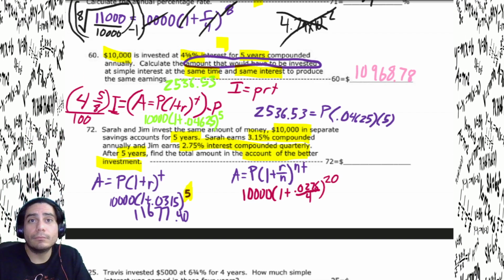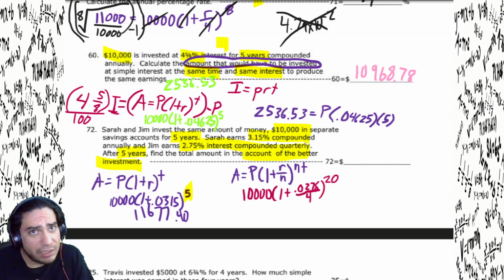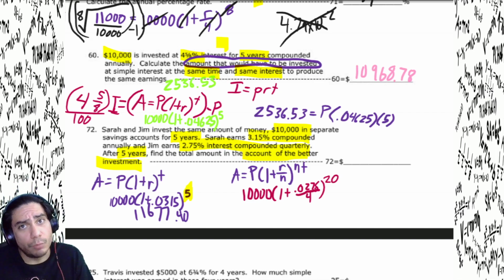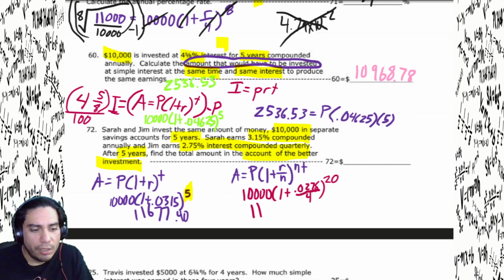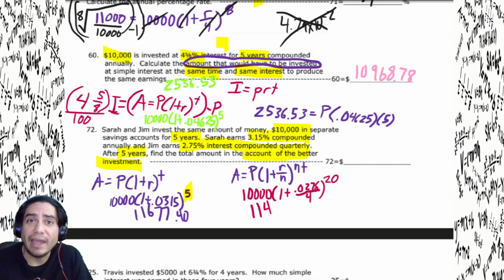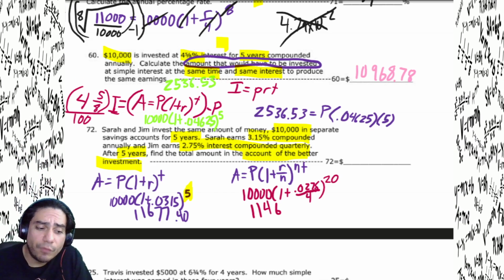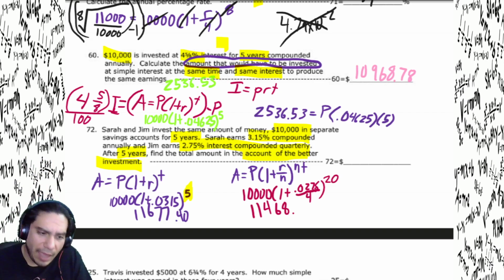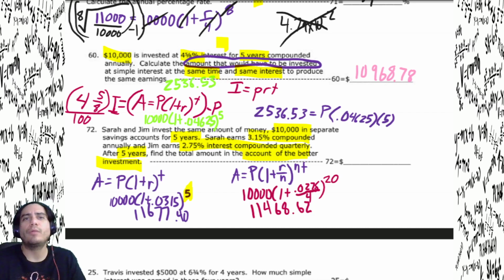Well, in this case, it looks like Jim got hustled. I mean, he thought we were compounding more. We're raising it to the 20th power, but he didn't end up with more. It seems like Sarah just wrecked this guy, because this guy only made $11,000. He only has $11,468.62. Remember, we round up. We got to round correctly.